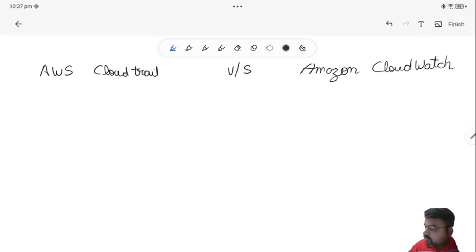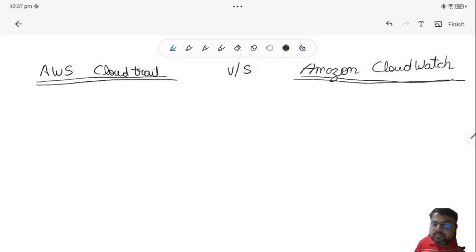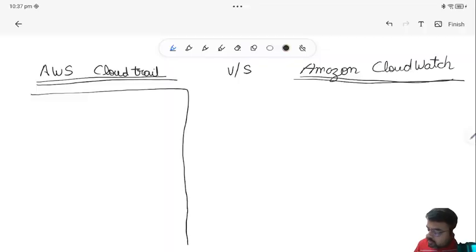AWS CloudTrail is CloudWatch. So we will be discussing CloudTrail and its important points. So the very first important point here is, CloudWatch is a monitoring service, as we know that. Similarly to CloudWatch, CloudTrail is also a kind of monitoring tool, but for your API activities, what is happening in your AWS account.